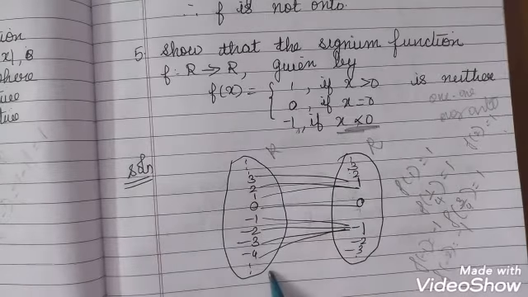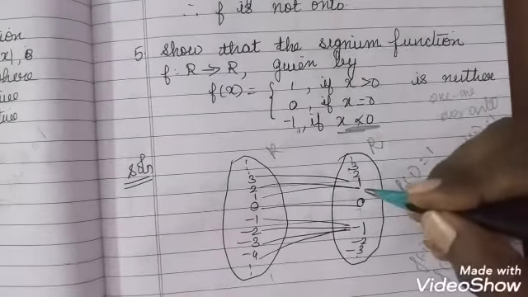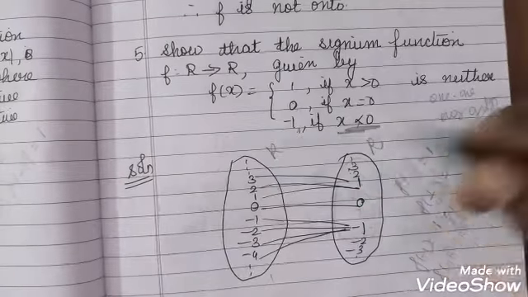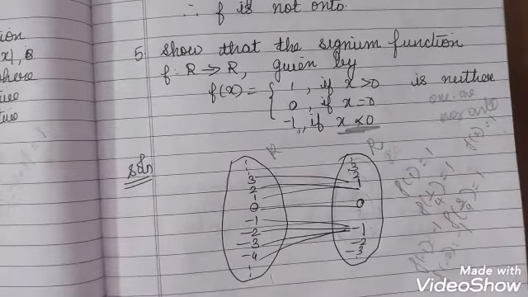So it's not 1 to 1, plus all the elements other than 1, 0 and minus 1 do not have a pre-image. In other words, your range is only a subset of the codomain, and therefore you say that f is neither 1 to 1 nor onto.